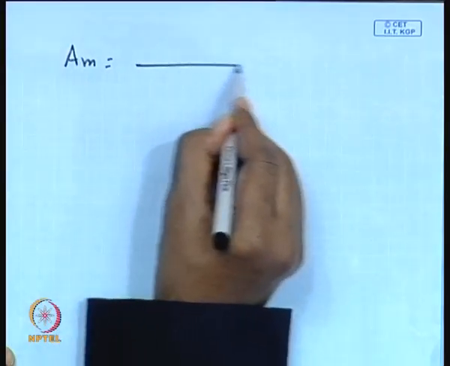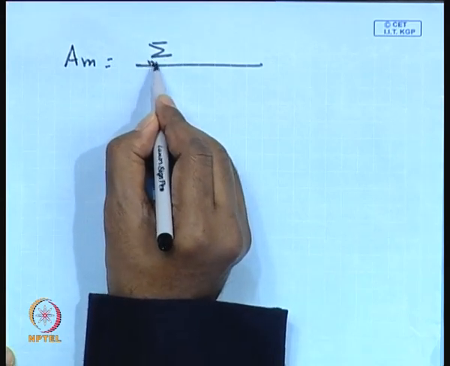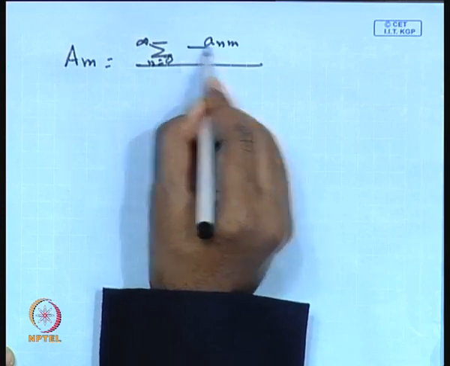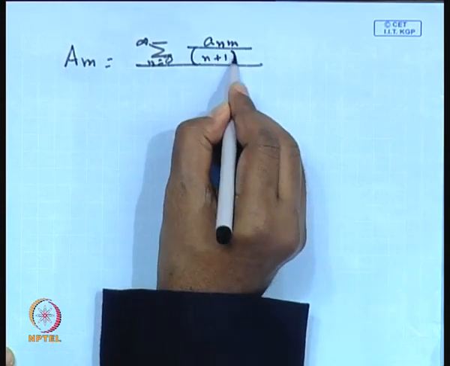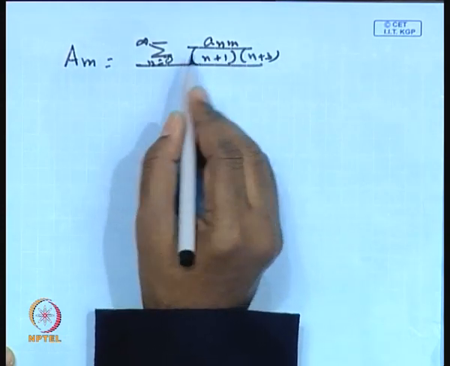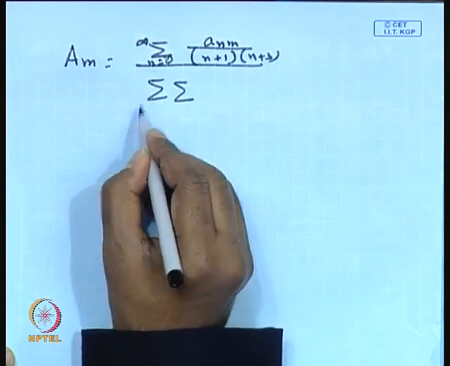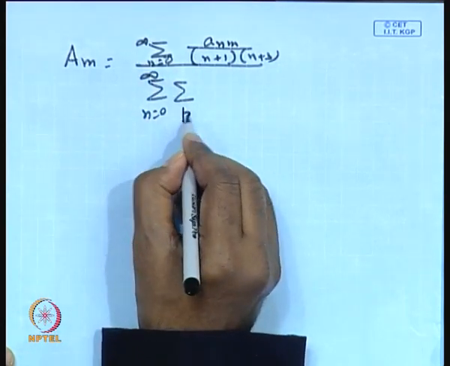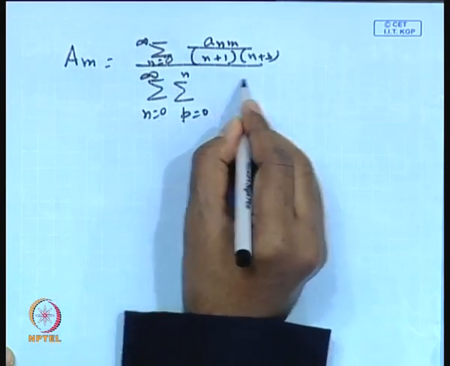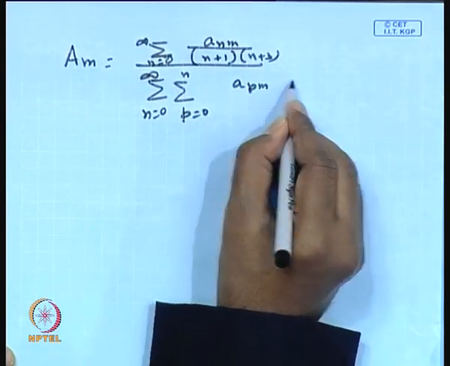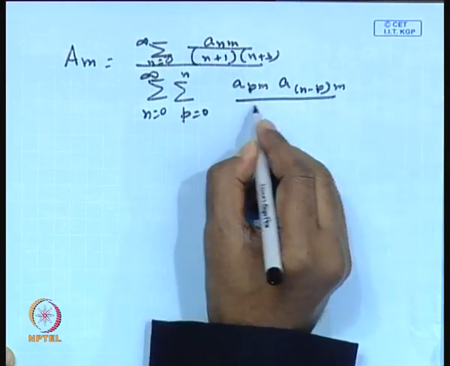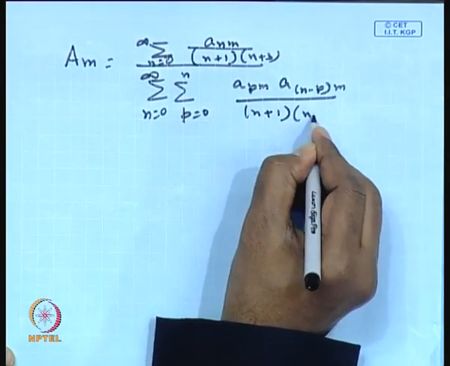And capital A is given as the sum over n equal to 0 to infinity of a n m divided by n plus 1 into n plus 3, and the sum over n equal to 0 to infinity, p equal to 0 to n of a p m a n minus p times m divided by n plus 1 into n plus 3.